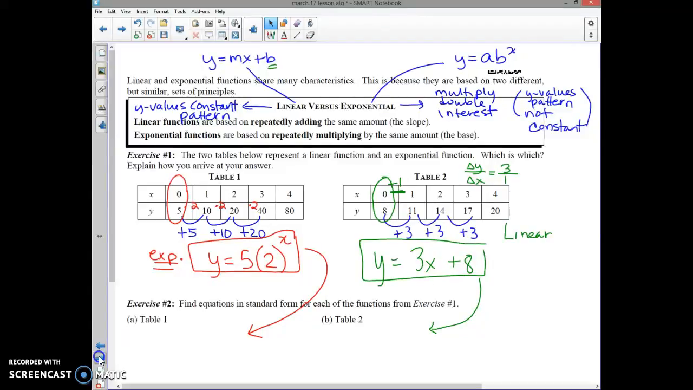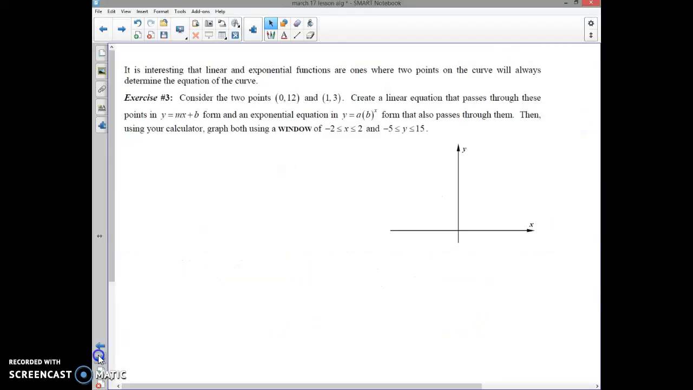The last question I just want to touch base on, and we will be seeing these, it says create a linear equation that passes through those points and an exponential equation. So first, the linear equation, we've got the points, remember, here's your x, here's your y, here's your x, here's your y. So it's telling us the y-intercept is 12, and the slope is the change in y over the change in x. So 12 minus 3 is 9, 0 minus 1 is negative 1, so that slope is negative 9. So negative 9x plus 12, sorry.